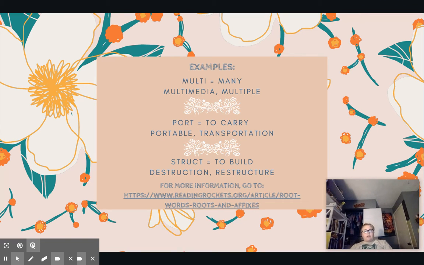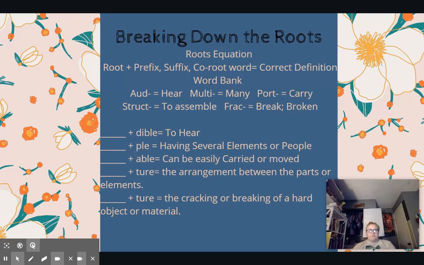So today we're going to be focusing on Latin roots specifically now that we know what a word root is. So these are just some simple examples just to be introduced to the subject. We have multi, port, and struct, and I really encourage you guys to use the link that I link below for the Reading Rockets article for root words, roots, and affixes, just because it's very informational, it's very thorough, and it's just a very well done article and has a lot of good resources. So I really encourage you to use that.